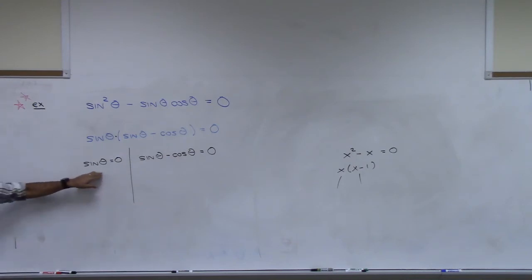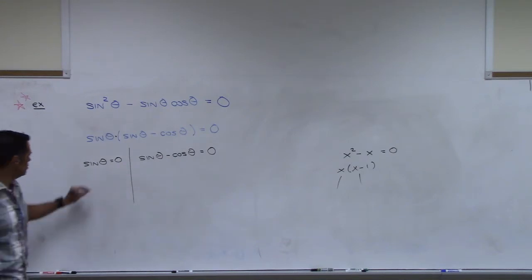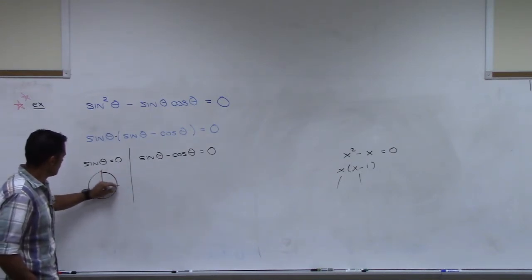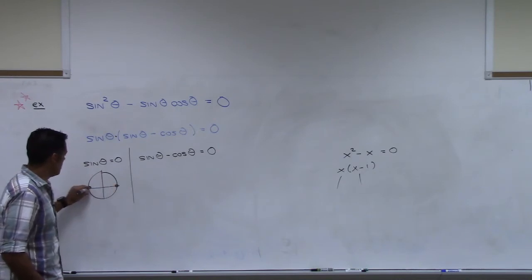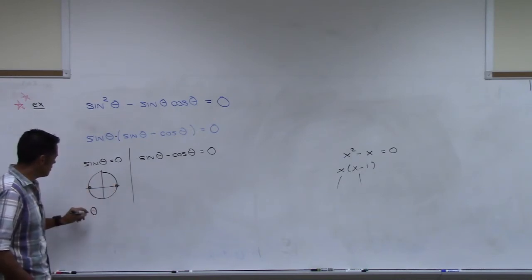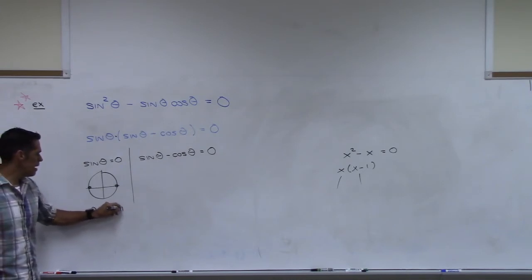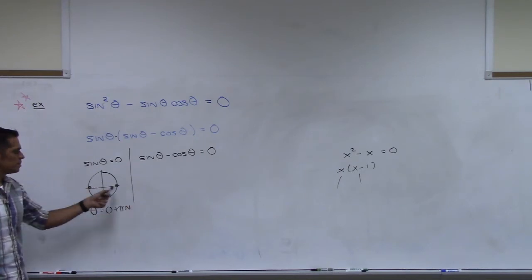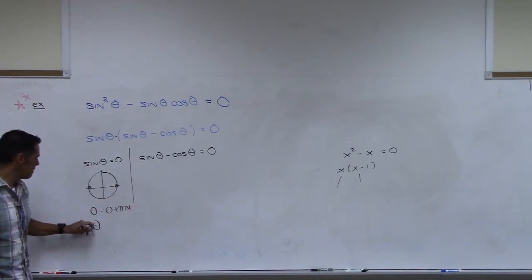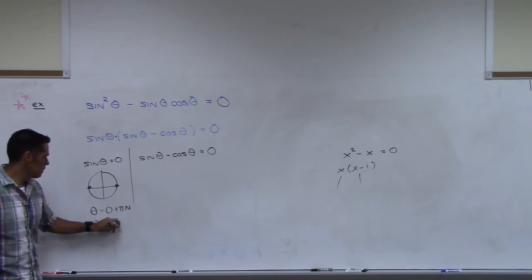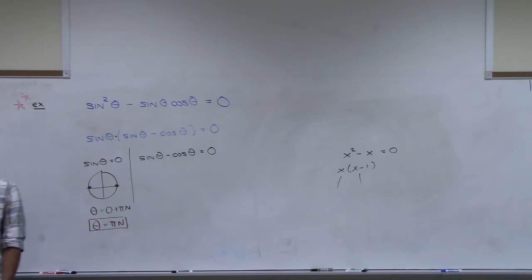Okay, what about this? What is this telling you you need to do? Where's the y coordinate 0? 0 and pi. So what's the general solution for this? 0 plus pi n? 0 plus pi n, or just pi n? That takes care of that. The other one's the one that's more interesting.